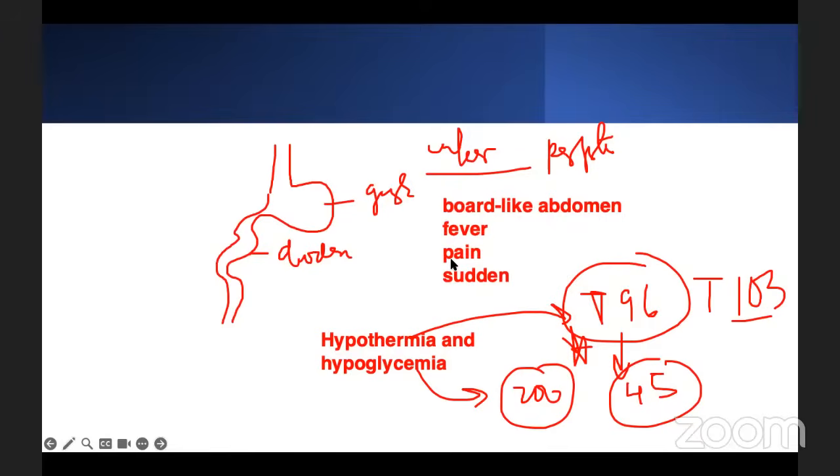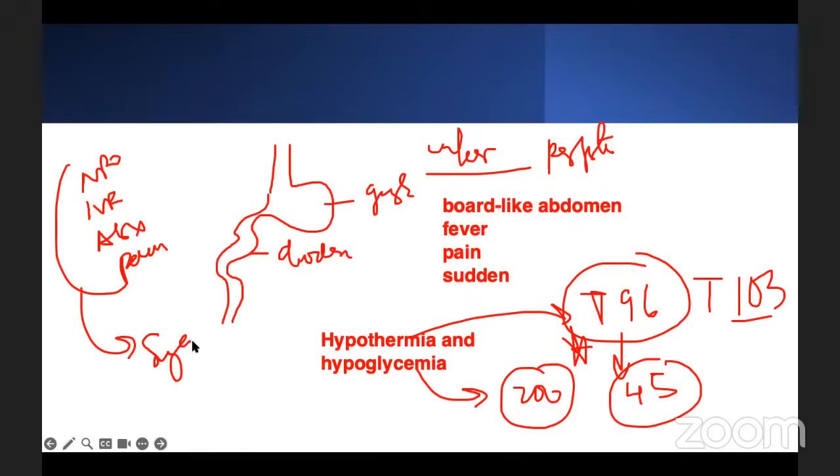Okay, so perforation, they have board-like abdomen, fever, pain, and it is going to be sudden onset. This patient needs surgery. The same treatment, but pay attention to the way I presented: they will be NPO. They will need IV fluid. They will need antibiotics. Okay. They will need some pain management. But this patient is going to surgery right away. Is sick. Okay. His white count, the WBC, is going to be elevated. Don't worry about it. So these are the features you're looking for to make your differential diagnosis.